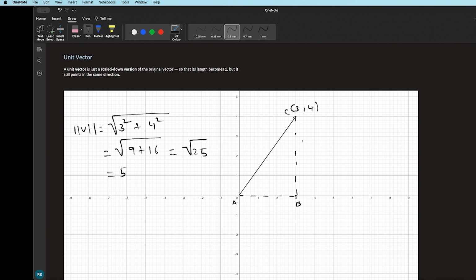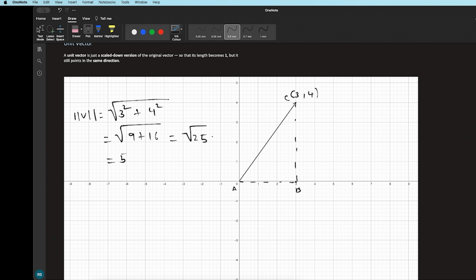Now I want to find the unit vector. What is a unit vector? A unit vector is a scaled down version of this vector, so its length becomes 1. The unit vector always has a length of 1. The length of a unit vector can never increase beyond 1. It is a constant 1. So how can we find it?